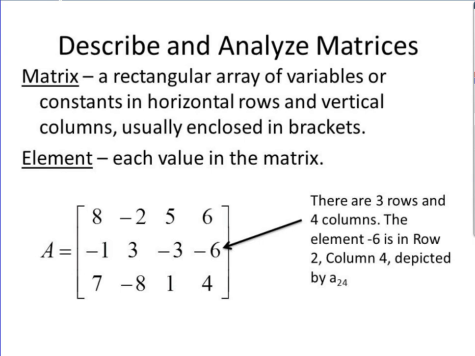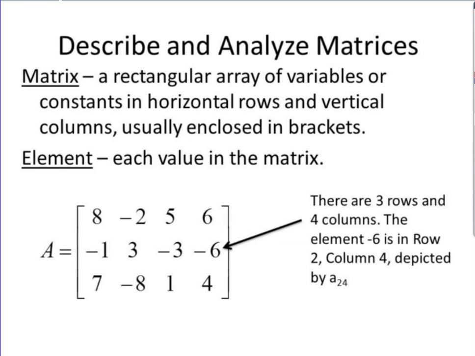So a matrix is a rectangular array of variables or constants in horizontal rows and vertical columns, usually encased in brackets. The elements are each value of the matrix. So when we look at a matrix, it has rows and it has columns. So this matrix A has 3 rows and it has 4 columns. Each number inside of it is an element.